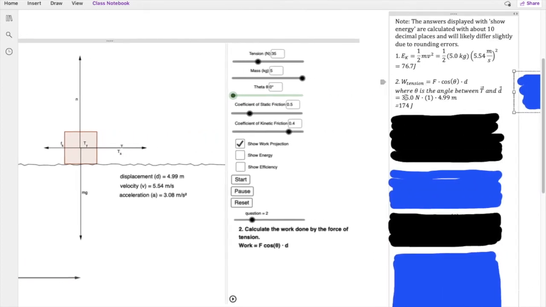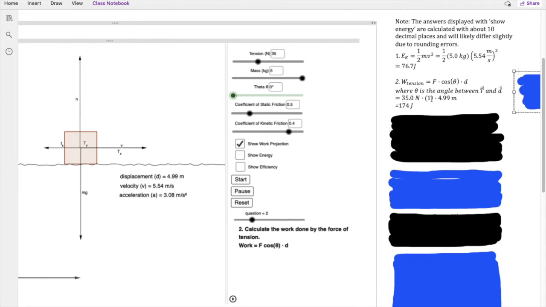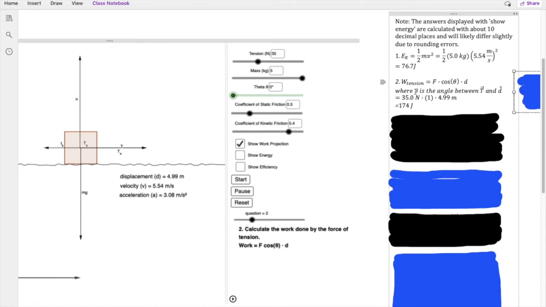All right, so now 35 newtons, that's our force of tension, times cos theta, where theta is 0, that'll just give us 1, times our displacement, which is 4.99 meters, giving us 174 joules. We can check our work by clicking Show Energy, and we can see that the work done by tension is 174, in this case 0.64 joules.